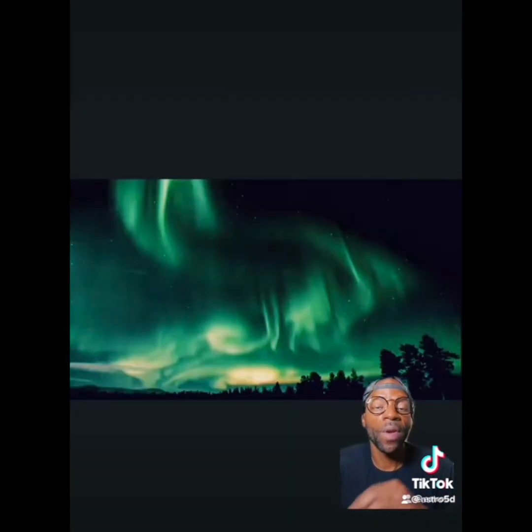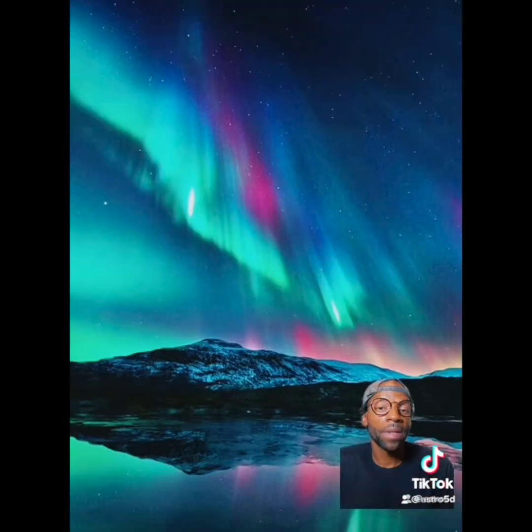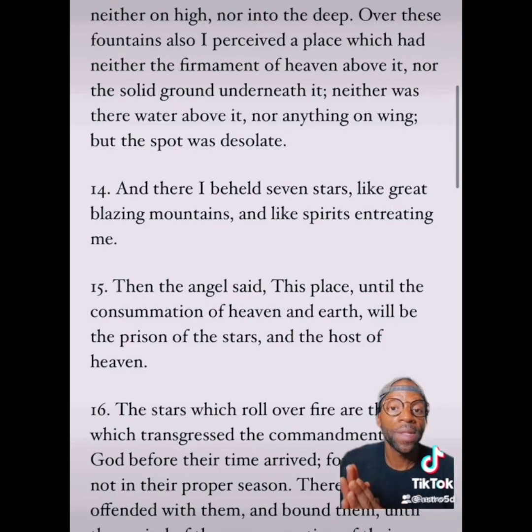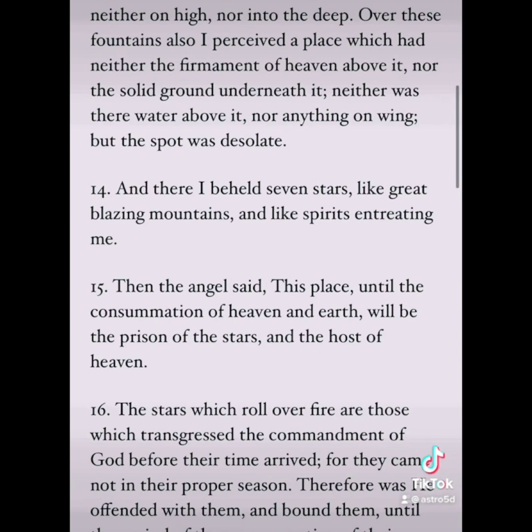Okay, so you have the Aurora Borealis at the center of the North Pole, and then around the South Pole, you have the Aurora Australis. But this is where the sun makes its journey back home. Or as referenced in the books of Enoch, this place until the consummation of heaven and earth will be the prison of the stars and the host of heaven.